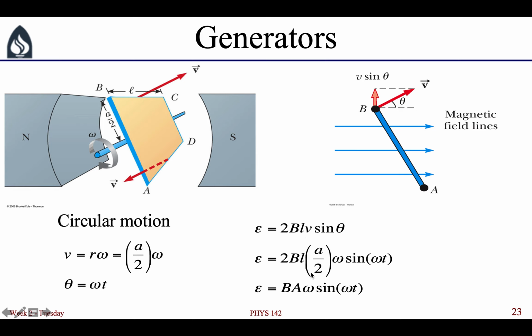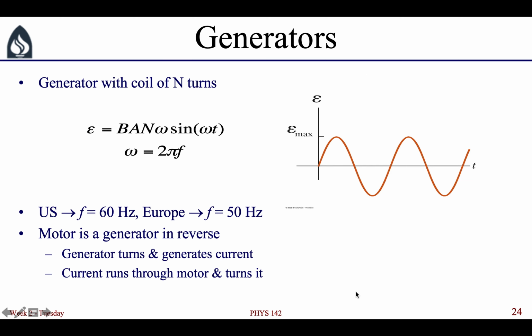Simplifying it, we can see that the 2's will cancel, and also that the length times the a, so that would be the length here times this side, is the area of the coil, or the area enclosed by the coil. So this then becomes a general formula, which is true even if we don't have a rectangular coil. This is an expression that tells us what the voltage is that is generated by a generator, by a coil spinning in this magnetic field.